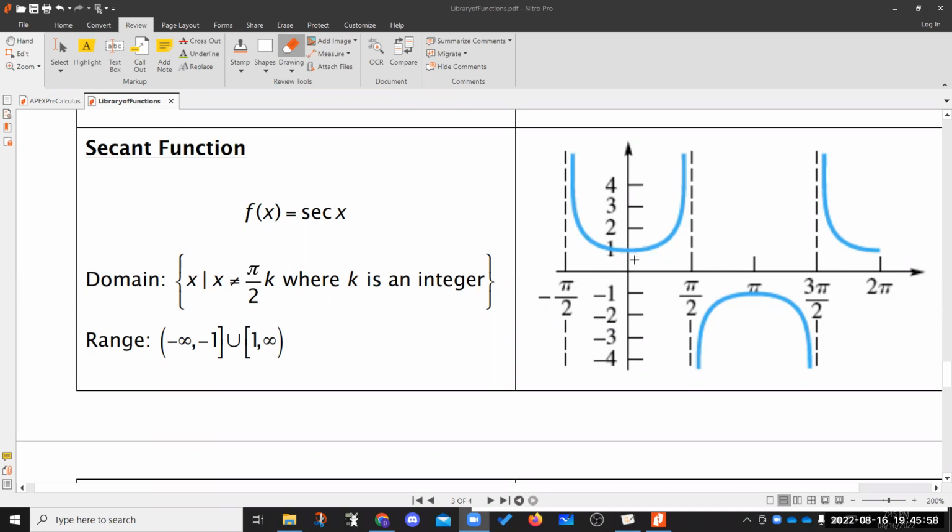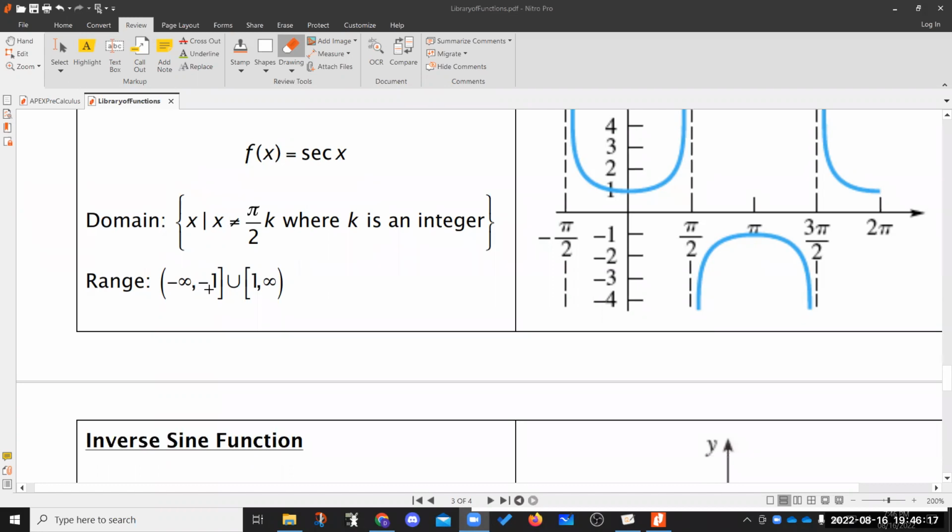We're usually only going to look at an entire period here that's going to go from negative pi over 2 to 3 pi over 2, but it does keep going, it keeps cycling. And again, we're going to exclude the multiples of pi over 2 of cosine that are going to be the zeros of the denominator. The range here is a little strange. It's going to be everything less than or equal to -1, or everything greater than or equal to 1, depending on which of these pieces I'm on.